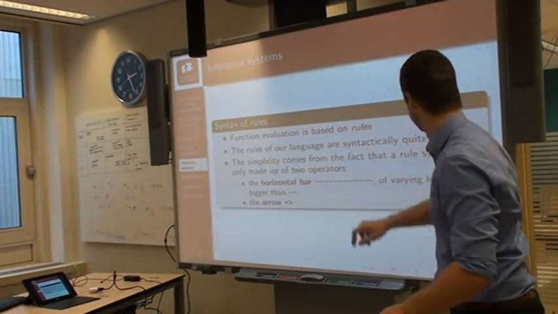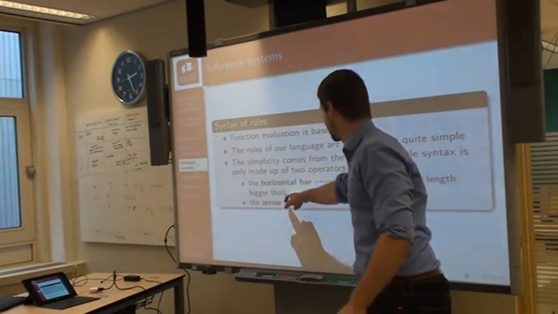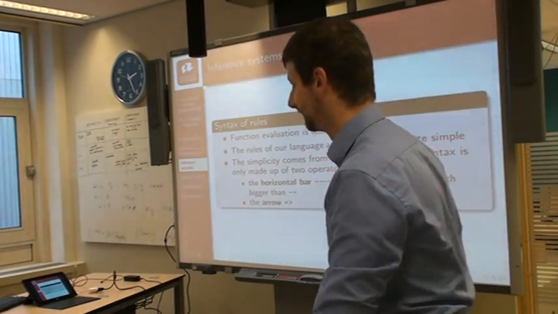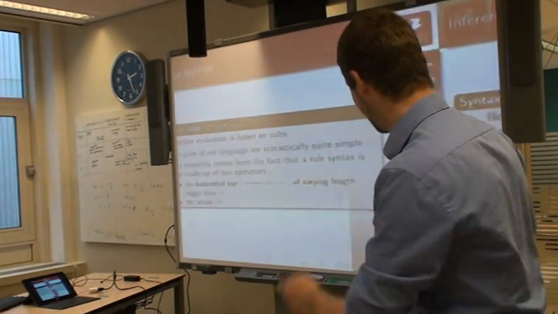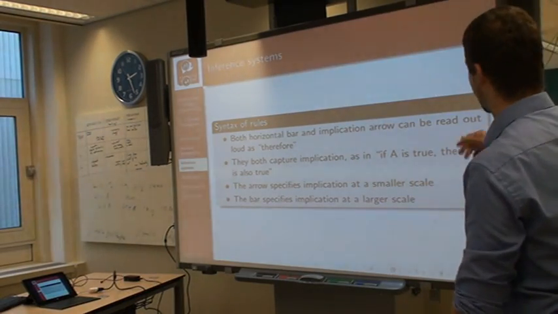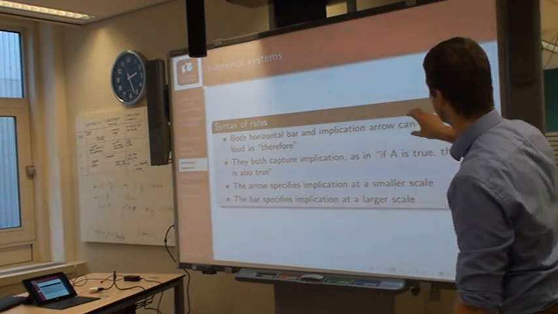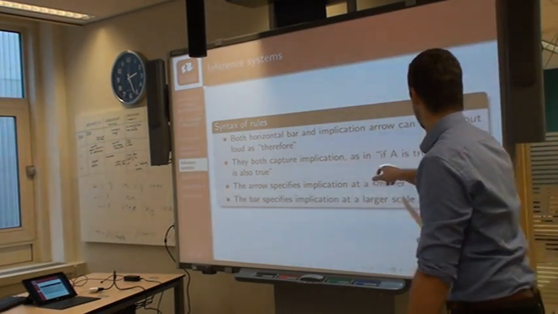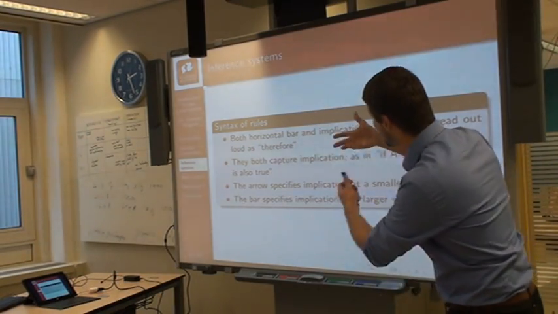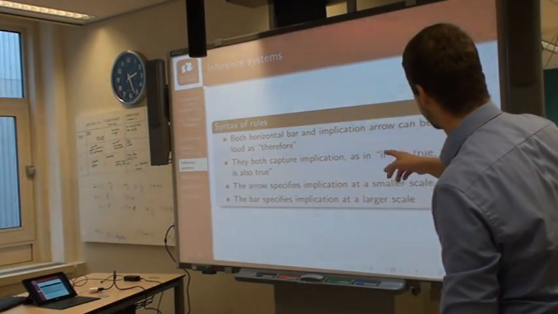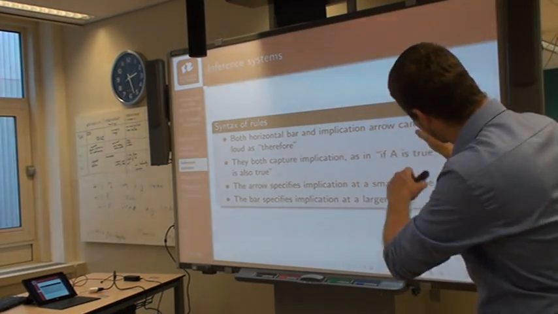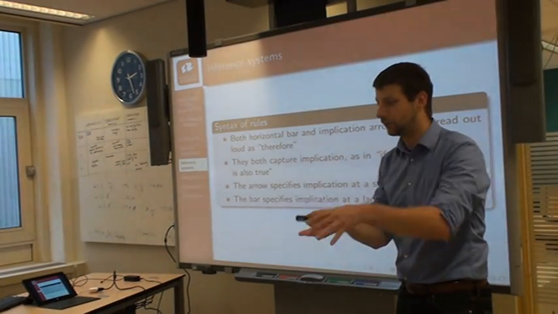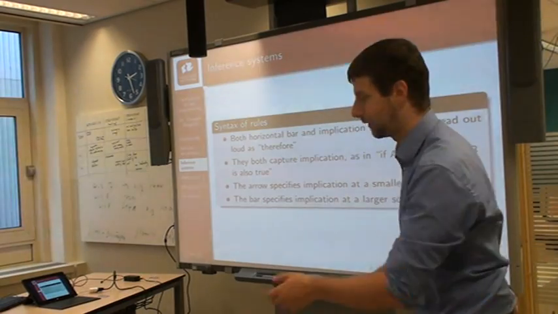The horizontal bar, you can make it as long as you want, as long as it's at least two stripes. And then the arrow. This is not a joke, this is the syntax of the thing. So, the horizontal bar and the arrow can both of them be read out as "therefore". They both capture indeed implications. So, as in, if A is true, then B is also true. And the arrow specifies implication at a smaller scale, so from function to result. The bar specifies implication at the larger scale of you have input, you have a bunch of steps, you have an output. That's what you use the bar for.